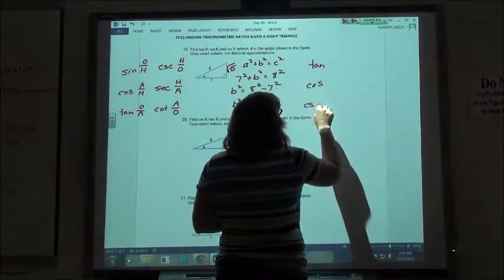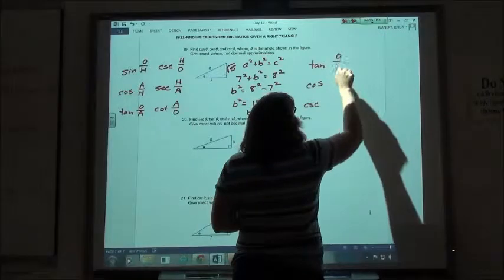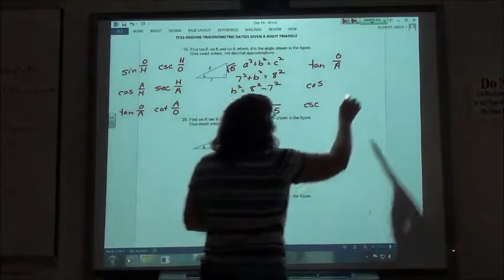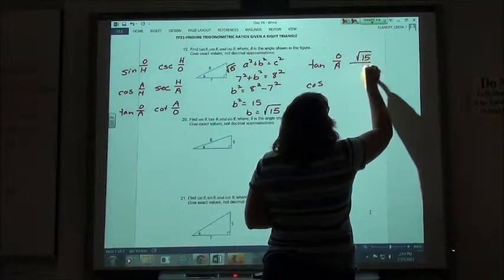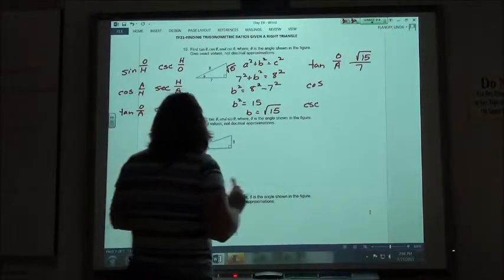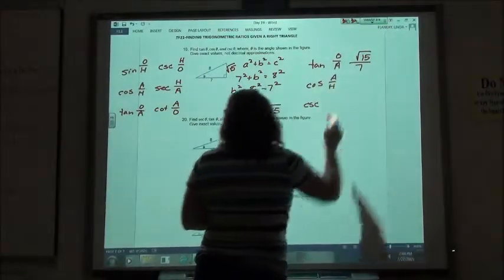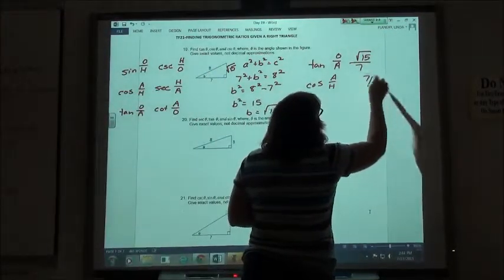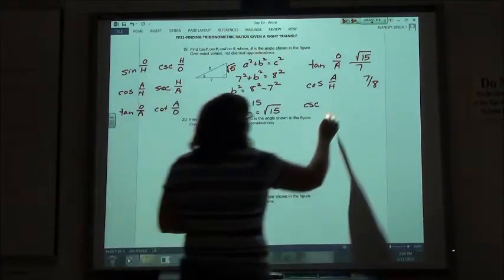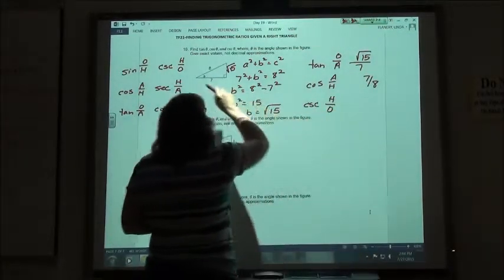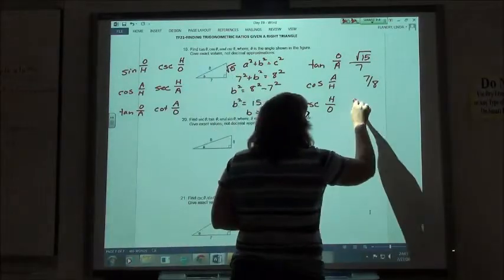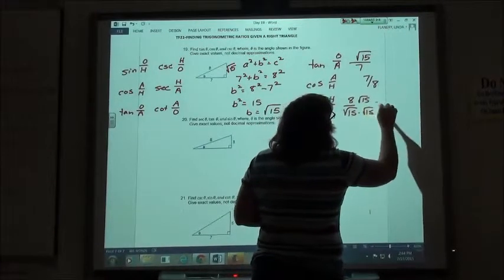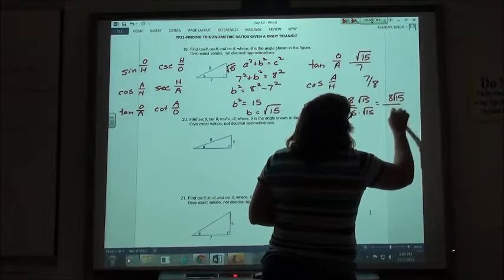cosine, and cosecant. Tangent, opposite over adjacent. So the opposite is square root of 15, adjacent is 7. So square root of 15 over 7. Cosine, adjacent over hypotenuse. The adjacent is 7, the hypotenuse is 8, so 7 over 8. Cosecant, hypotenuse over opposite. My hypotenuse is 8, my opposite is square root of 15. We have to rationalize that. So we get 8 square root of 15 over 15.